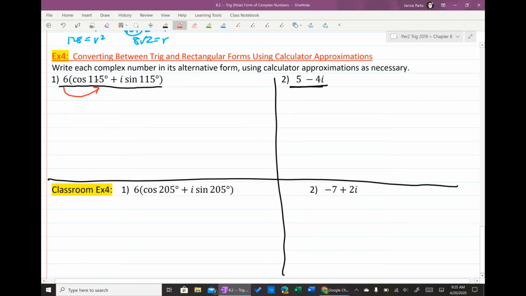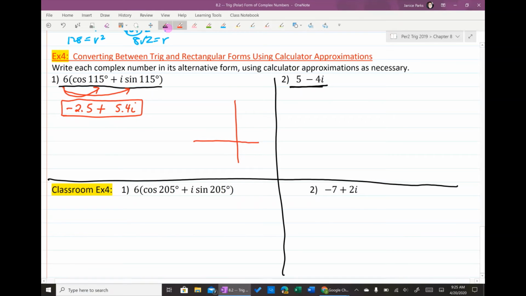That's not on the unit circle. So you're just multiplying 6 times cosine of 115, and you're going to get negative 2.5. And then you're going to multiply 6 times sine of 115, and you're going to get a positive 5.4i. What you actually just finished doing is showing the actual location of that imaginary number, where that vector would be, or complex number, which is the same thing.